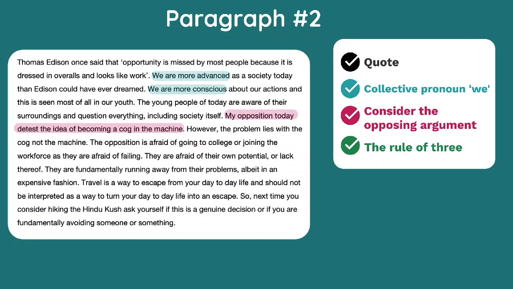An example of when the student does this and uses the rule of 3 to great effect in this paragraph would be when he says the opposition is afraid of going to college or joining the workforce. They are afraid of their own potential or lack thereof, and when he says they are fundamentally running away from their problems, albeit in an expensive fashion. This sequence of sentences proves to be very convincing and will be sure to not only persuade your audience but will also impress any corrector.